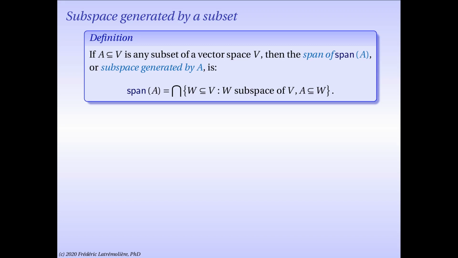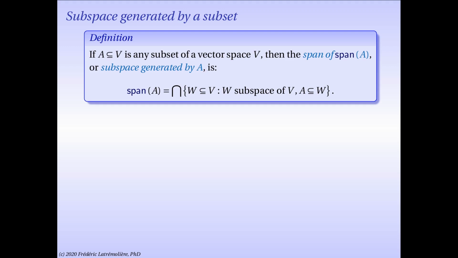Let's now introduce the central notion of a subspace generated by a subset. Let A be a subset of a vector space V. The span of A, or the subspace generated by A, is the intersection of all the subspaces of V that contain A as a subset. I emphasize that A here is only assumed to be a subset. It could even be empty. It does not need to be a subspace. In fact, the whole idea is to construct a subspace out of A.